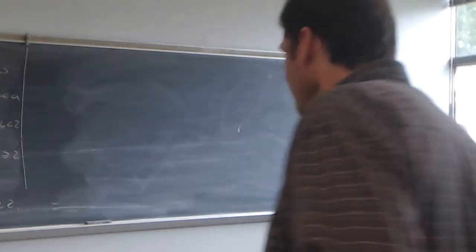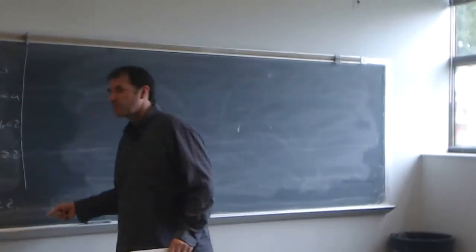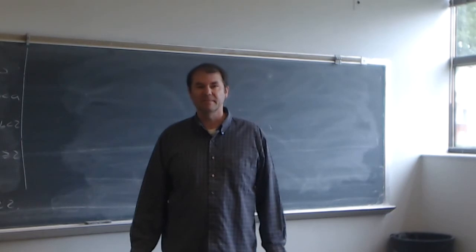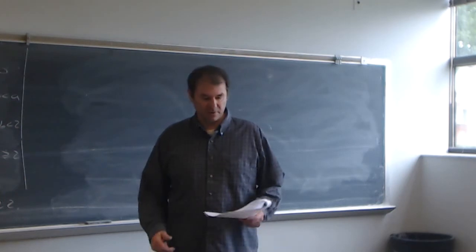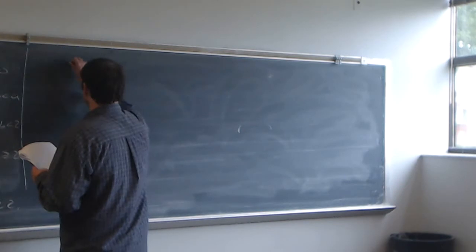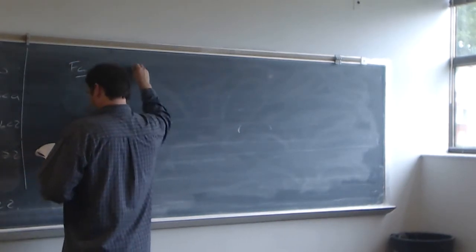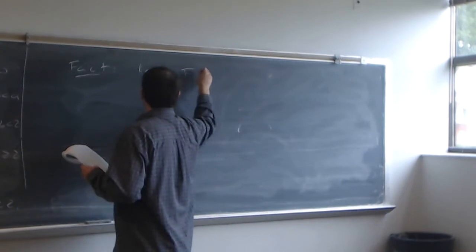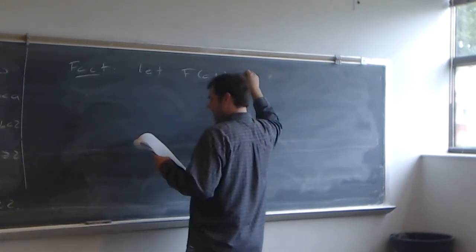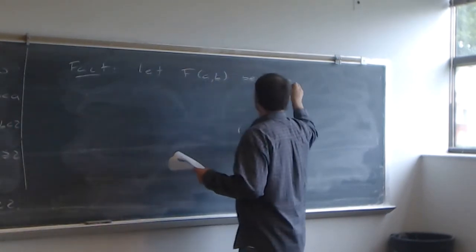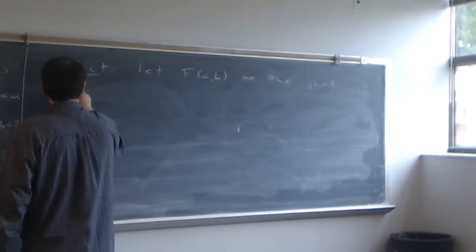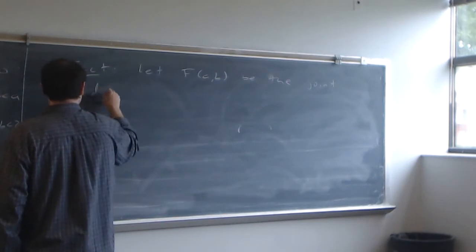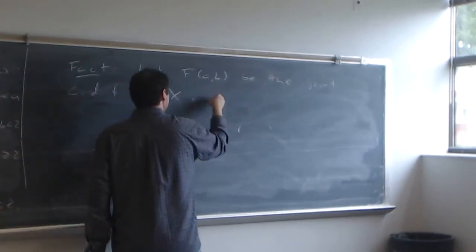Okay. With the joint PDFs and PMFs, we worked with trying to find individual PMFs or PDFs. And we can do that for the CDFs. So here's a fact. Let F of A comma B be the joint CDF of X and Y.